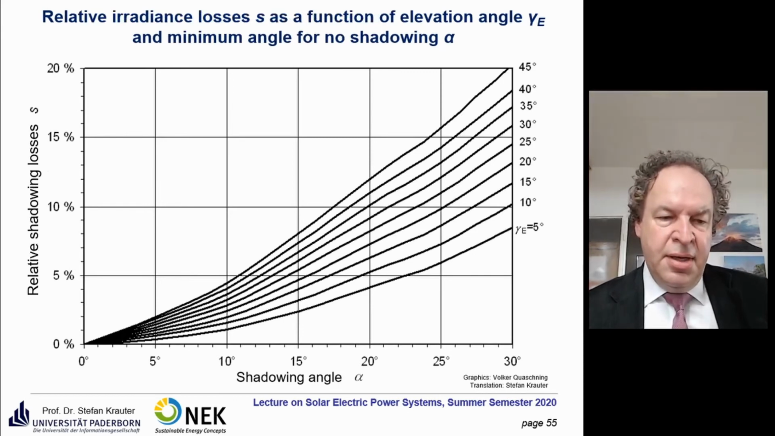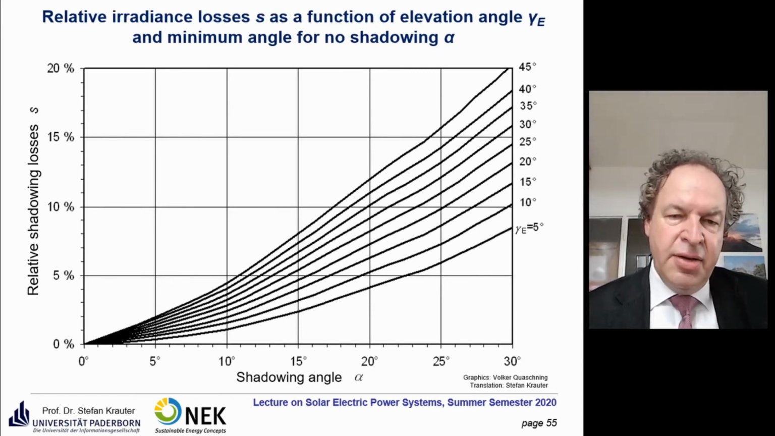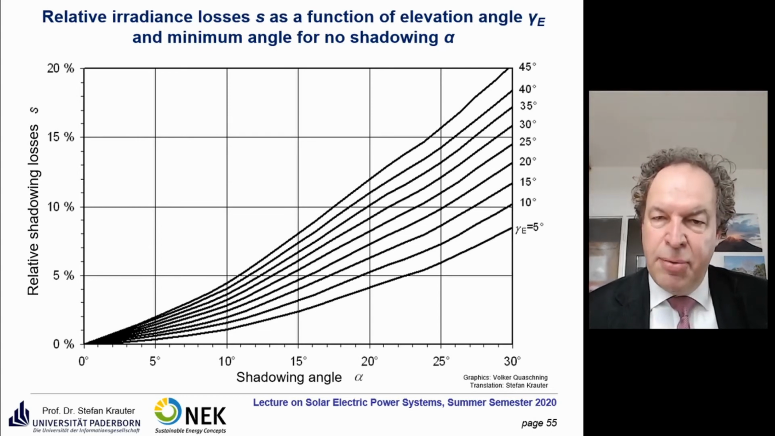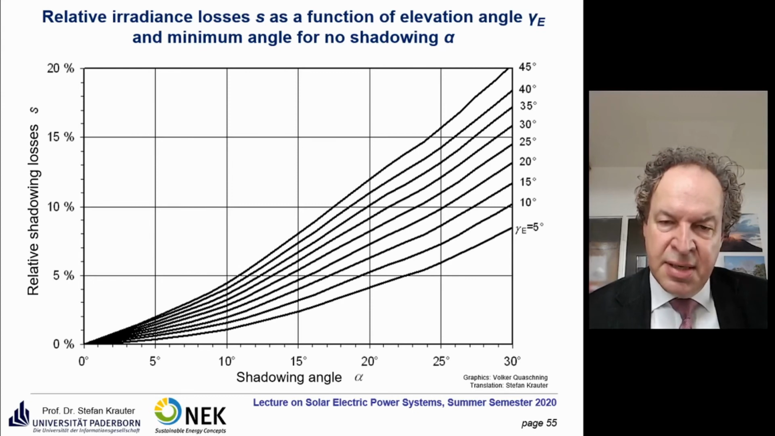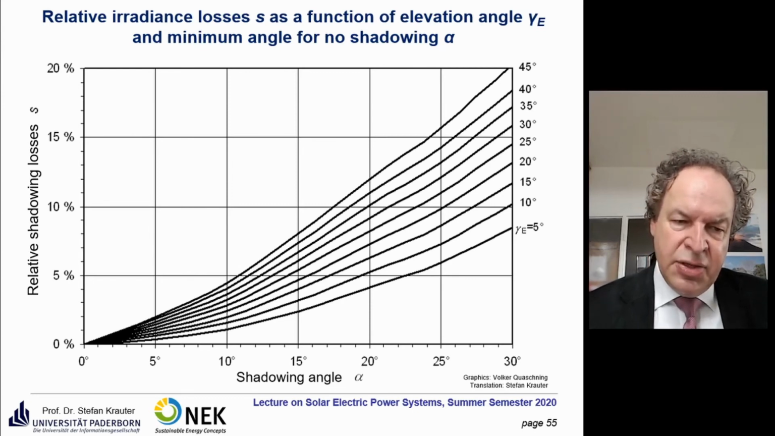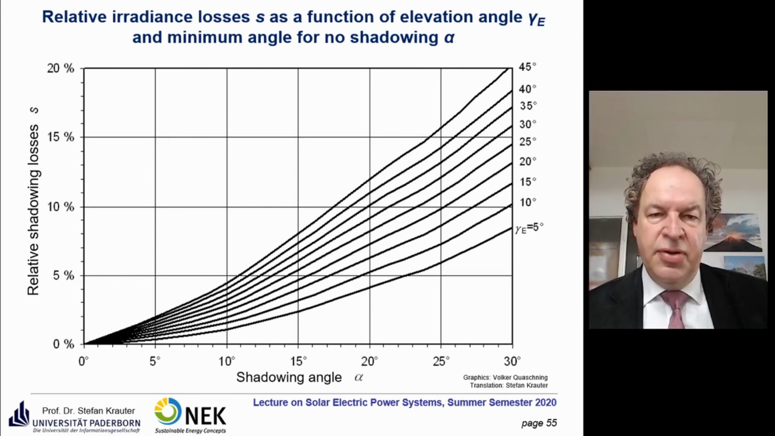These are the losses. What you have here in irradiance, 0%, means you won't have any losses, and here you have up to 20%. Calculated for all over the year, not only the different seasons, but all the different parts of the day. If we go back to our example, shadowing angle of 14 degrees, we have here 30 degrees of elevation angle. So we have about 5% of shadowing losses through that.